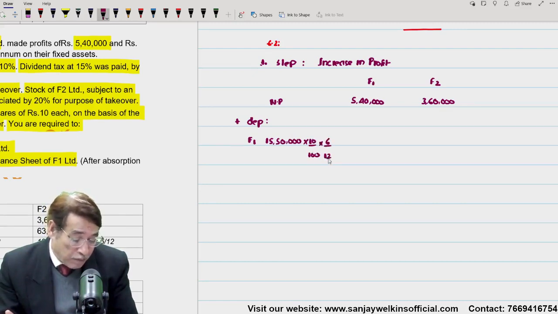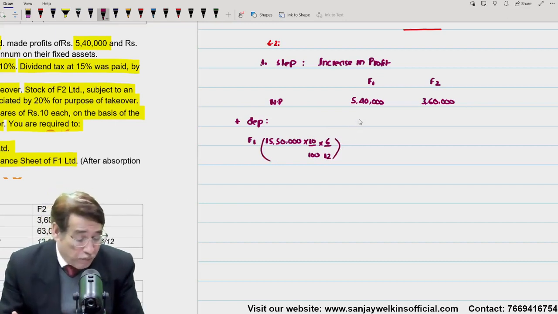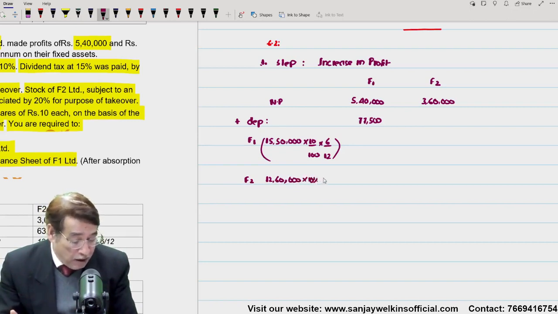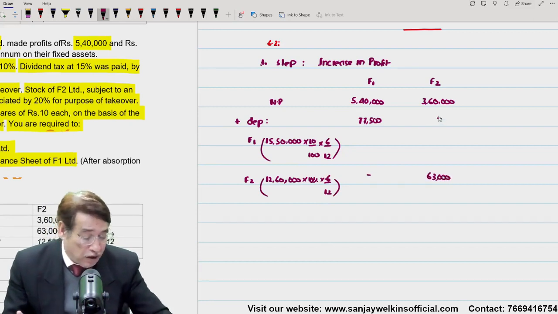For 6 months depreciation, I will apply. Correct? So 6 months depreciation will be equal to 77,500. What will be the depreciation of F2? As far as F2 is concerned, in the balance sheet, you can see their value is 12,60,000, into 10% and into 6 by 12. So that will deliver you the depreciation of this particular entity also. Depreciation of this particular entity will be equal to 63,000. Is it clear to you?